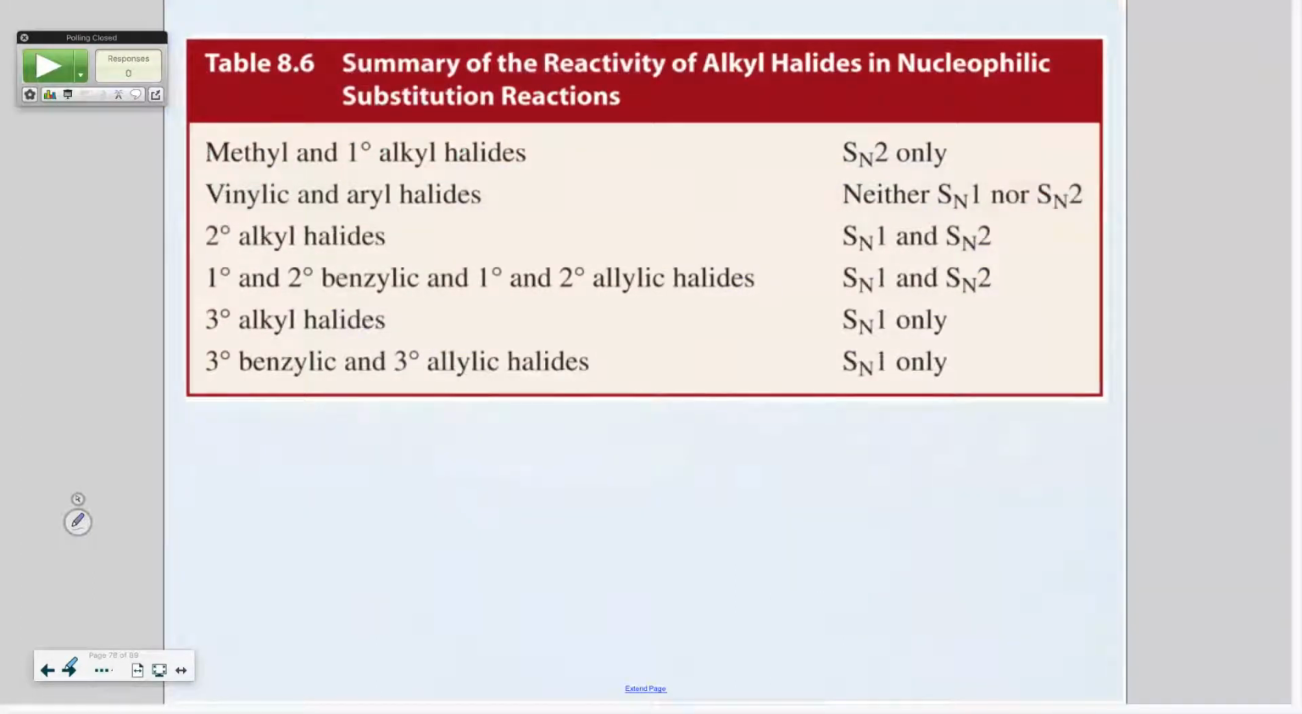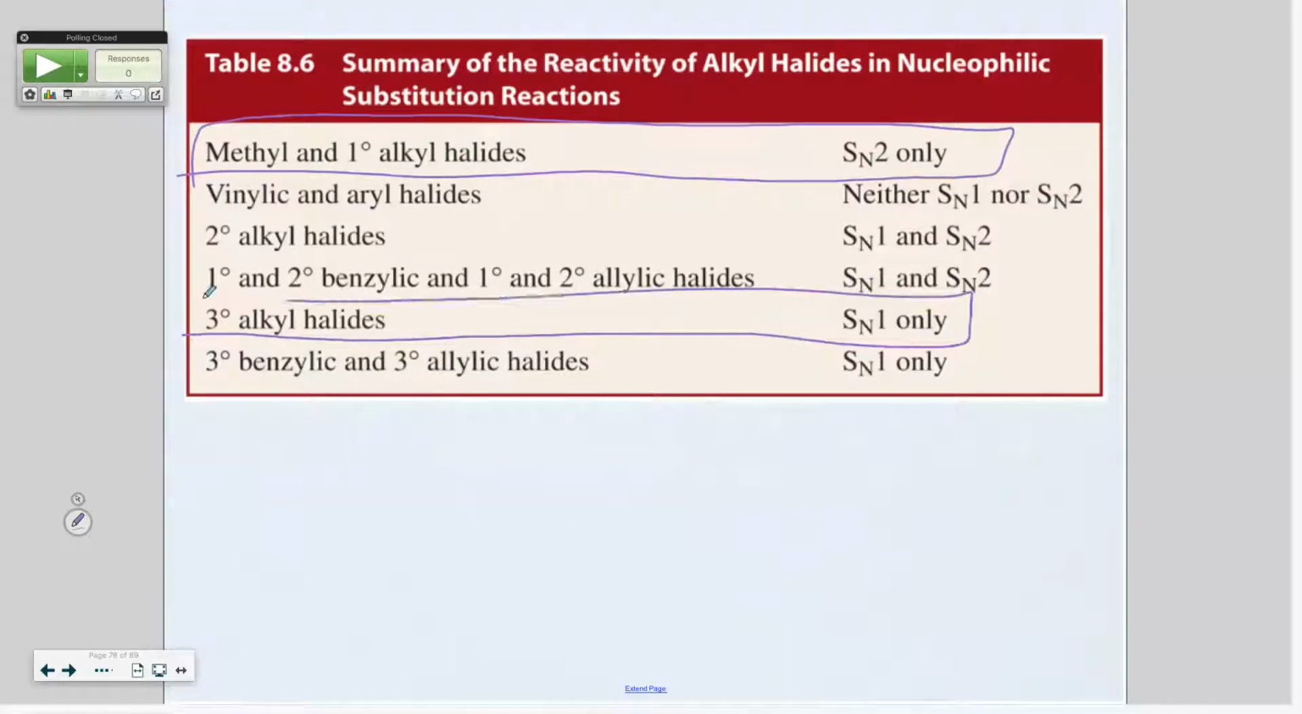Okay, this shows the different kinds of alkyl halides. Methyl and primary are pretty much going to be SN2 only, okay? Vinylic and aryl are neither, so that makes that easy. Okay, tertiary are SN1 only because there's no SN2 on tertiary centers, okay?